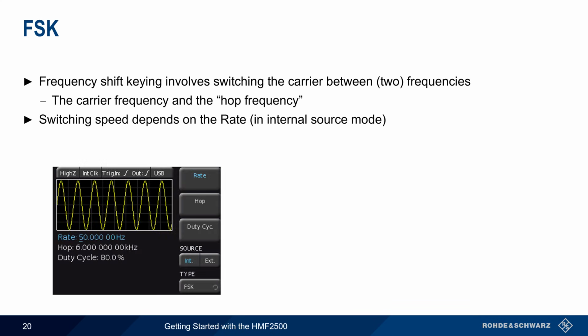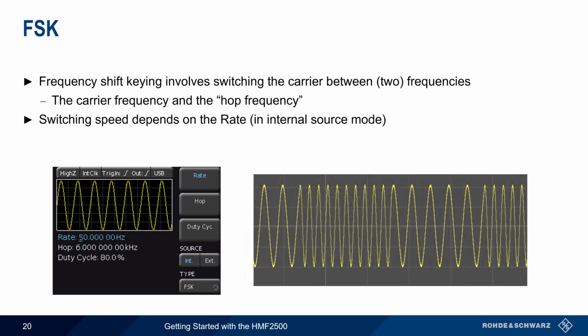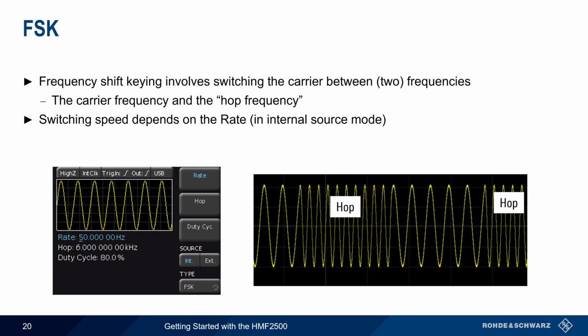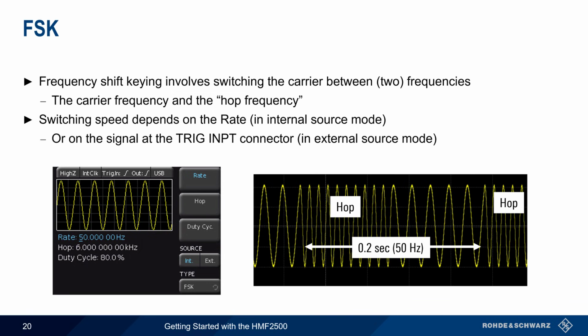In internal source mode, this is specified using the rate parameter. For example, here we see the two hops, and the time interval between them is the inverse of the switching rate. Switching can also be controlled via an external signal at the trigger input connector on the front panel.